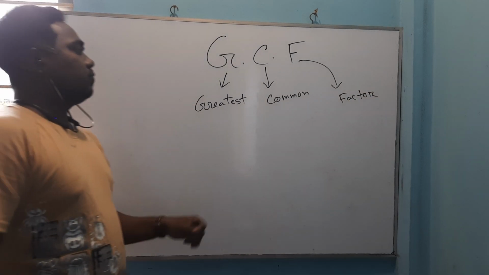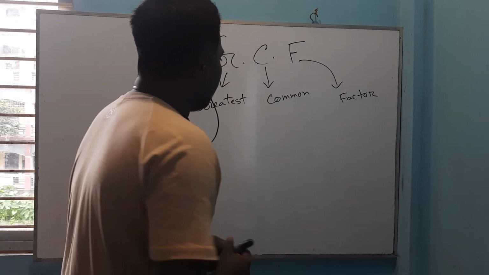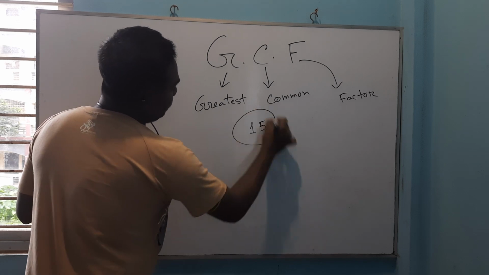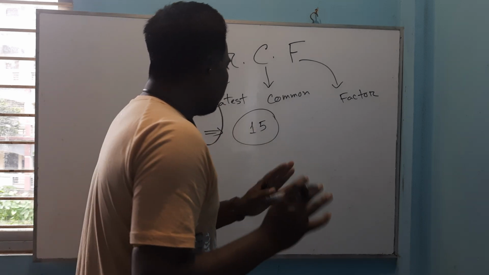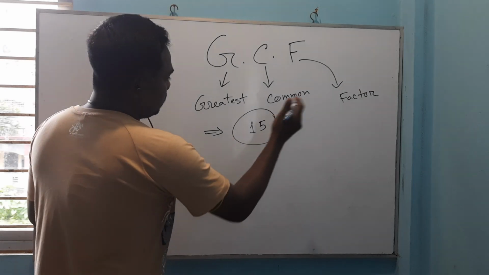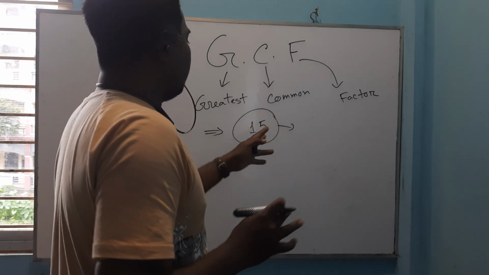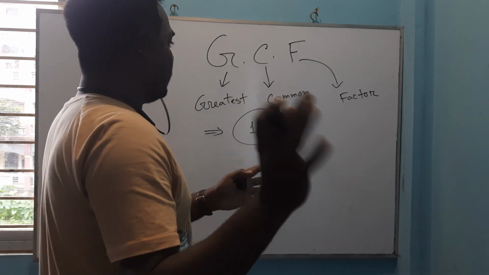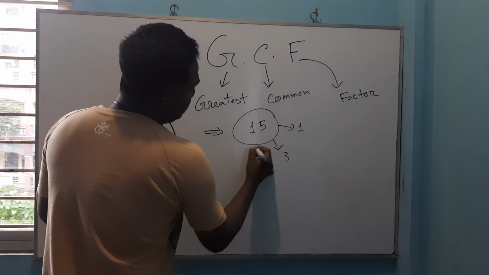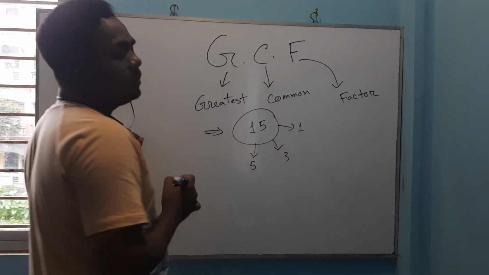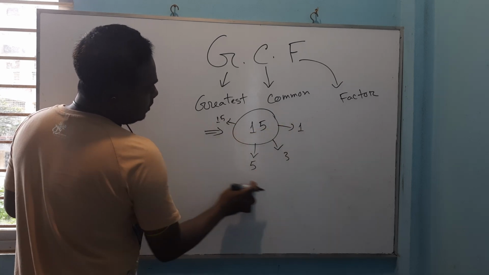At first you will find the factors of a number. For example, take the number 15. What are the factors of 15? Which numbers divide 15 exactly? These are called factors of this number. 15 is divisible by 1, 3, 5 and 15, and these numbers are called factors.